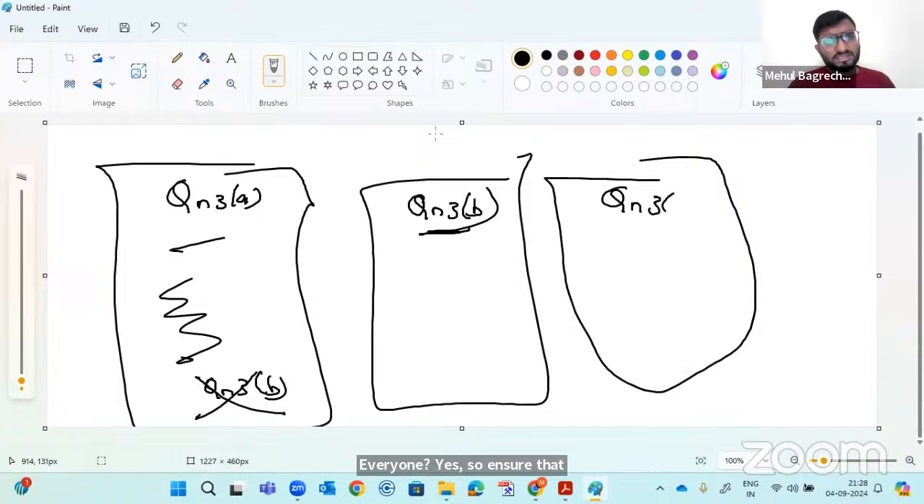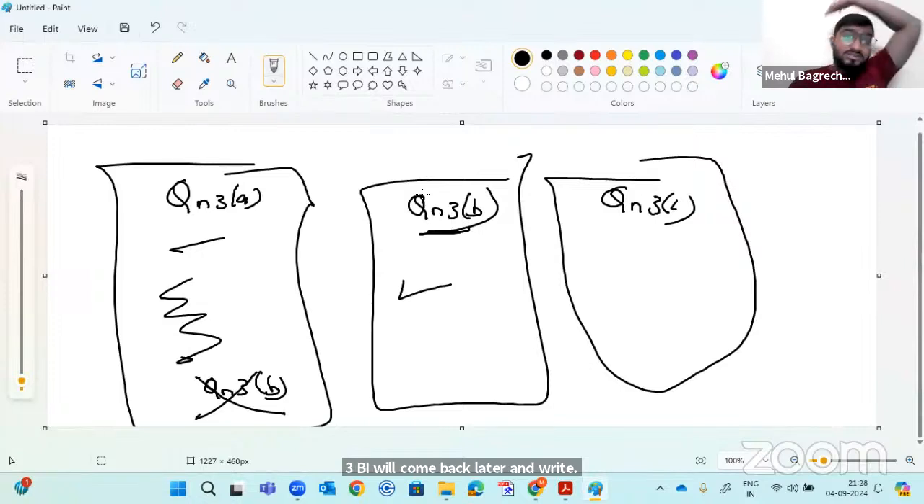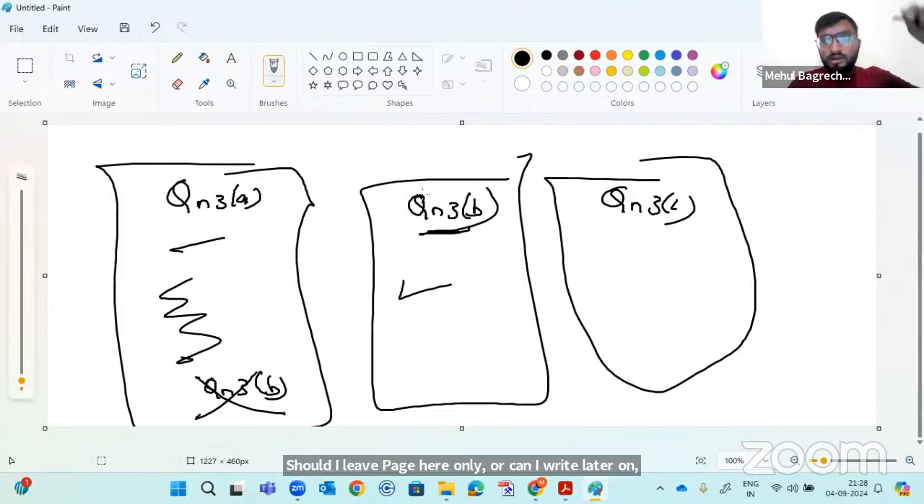Question 3A, 3B, 3C. Now let's assume 3A I know, 3B I will come back later and write. Should I leave the page here only, or can I write later on somewhere after question 5A, 5B and all? Now, leave the page. It's okay. Come back later. Don't play around with the evaluator, asking him to do a treasure hunt in your answer script. Don't do all of those.